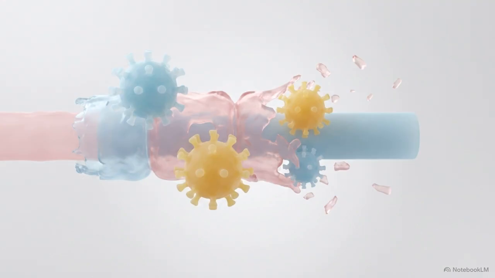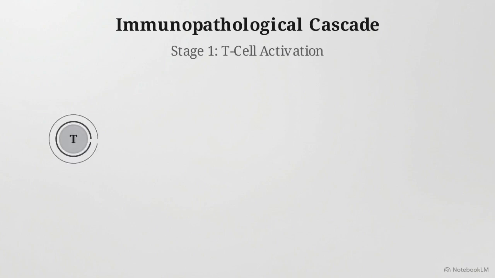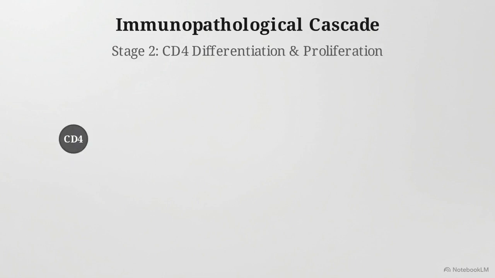This destructive process is often triggered by common viral agents, like Epstein-Barr or herpes simplex. This diagram illustrates the underlying mechanism driving the degradation. It operates as a strict 5-stage immunopathological cascade, beginning with the activation of T cells. In the second stage, these activated T cells differentiate into CD4 T cells and begin to rapidly proliferate.